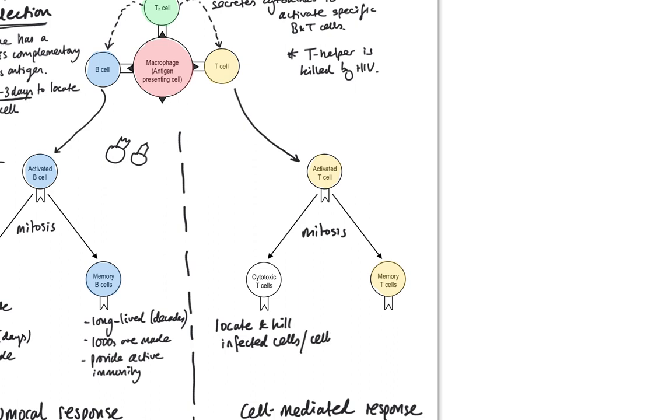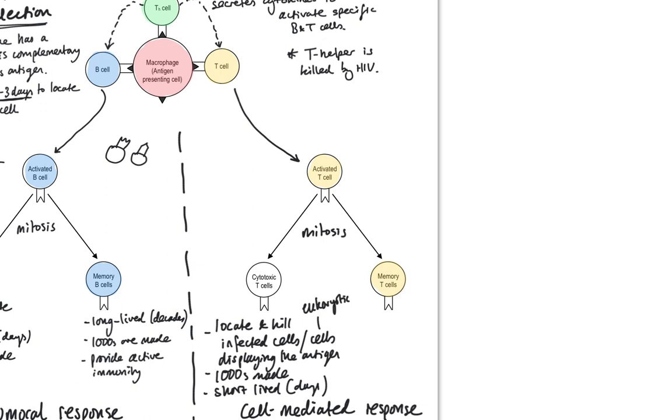So cells displaying the antigen. Thousands made, and they should be short-lived. Days. So they go and seek out any cell that's got it. It needs to be a eukaryotic cell. Yeah, so that needs to be eukaryotic.